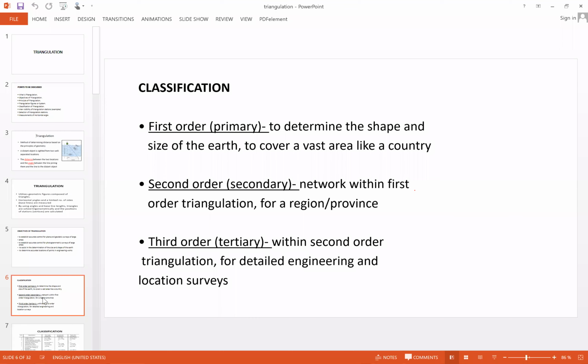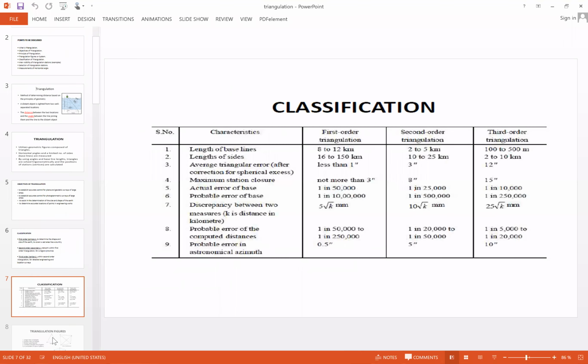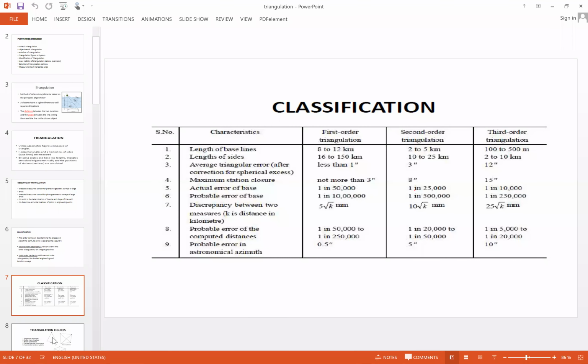Like it could be a survey system, it could be a road network inside the province, then you will go for the third order classification. So these are the three types of classification. Depending upon your area, you will be selecting any of these three. Now this is a table that is giving you the basic information about the three systems.